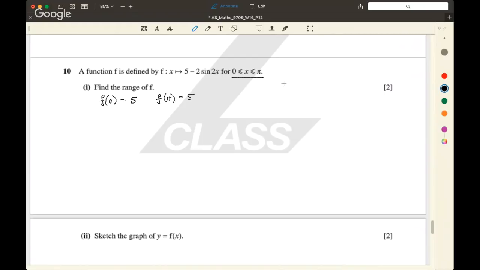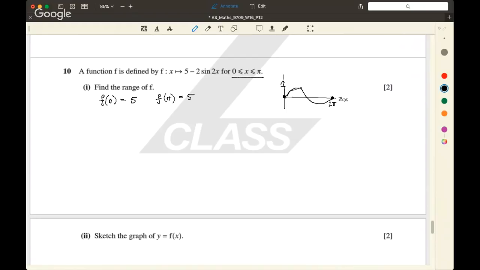So let's think about this sine of 2x. If x is running between 0 and pi, then 2x must be running between 0 and 2 pi. Well, what does the sine function look like in that range? So we see that at 2x equal to 0 and 2x equal to 2 pi, i.e. x equal to 0 and x equal to pi, they are the same at 0. But meanwhile, they go up and down.